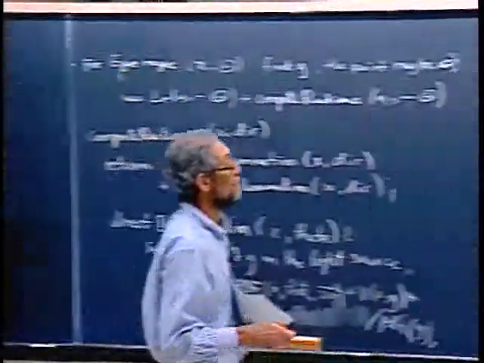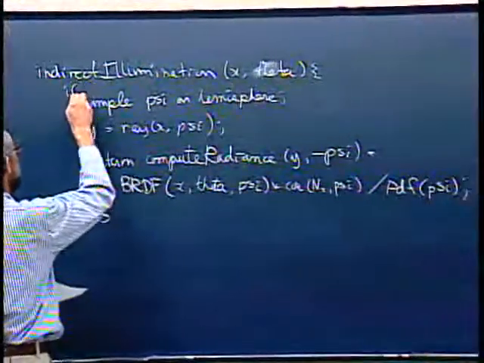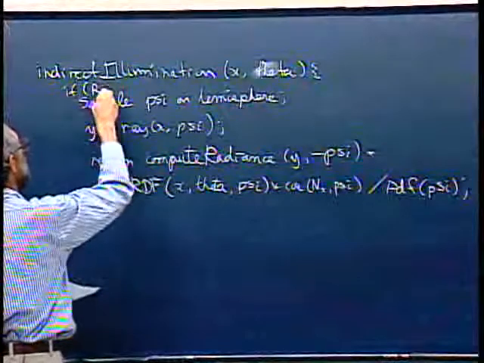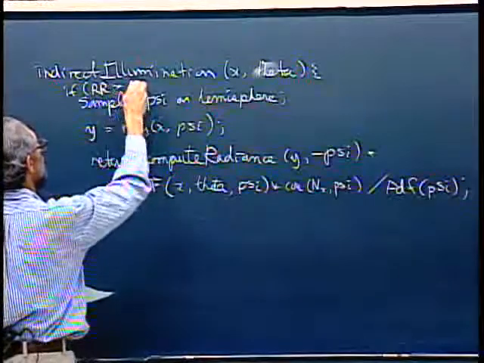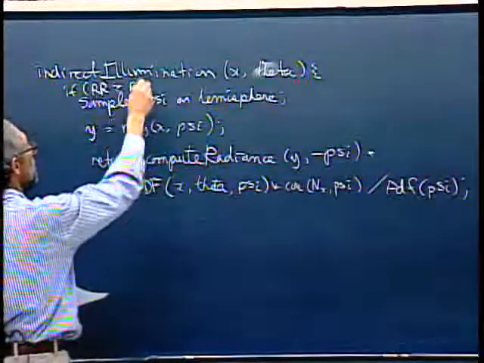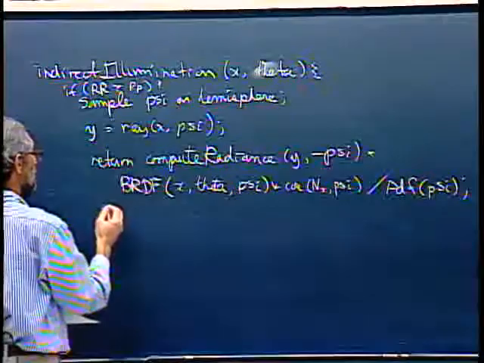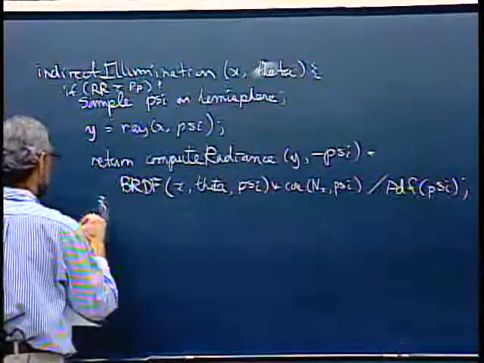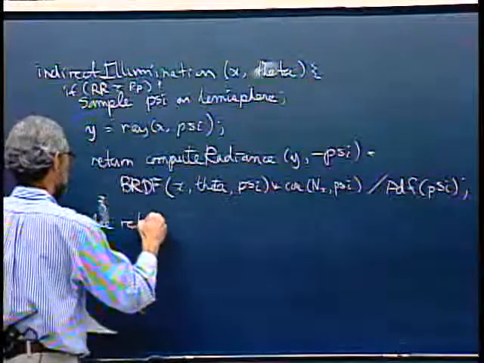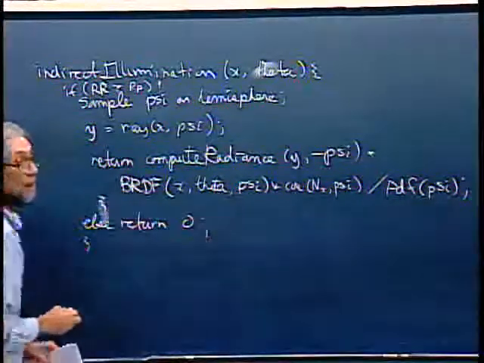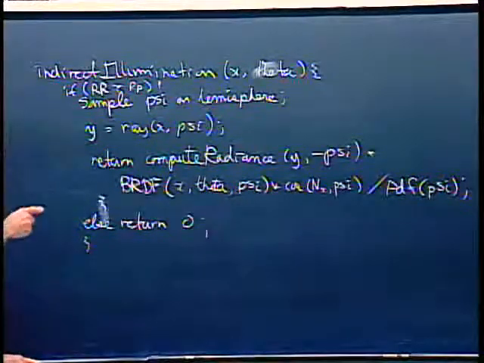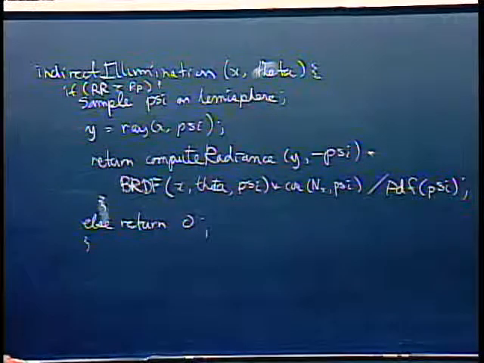So basically what we'd have to say is, if the Russian roulette random number is greater than the R probability, this is a random number, do this, else return 0. Right? Put Russian roulette into here. It's actually in there in the book. And so that's the basic framework that you'll use to get all these different contributions.